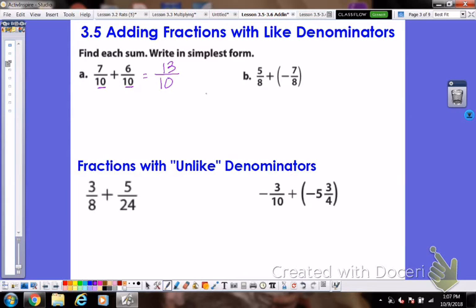We don't want to leave it as an improper fraction. So you can either do this by hand or do it on the calculator. We would simplify 13/10 into 1 and 3/10.